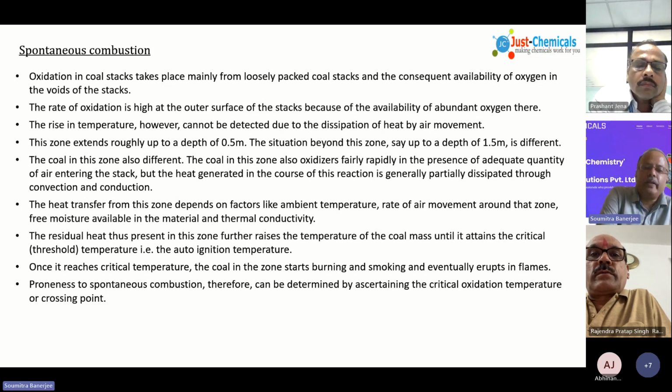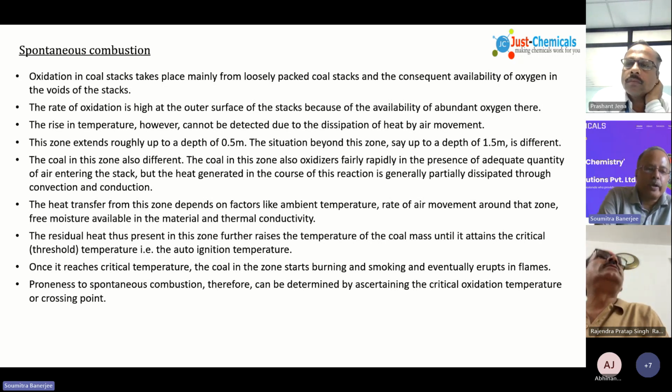The residual heat thus present in the zone further raises the temperature of the coal mass until it attains the critical temperature, that is, the auto ignition temperature. Once it reaches the critical temperature, the coal in the zone starts burning and smoking and eventually erupts into flame, which we see in many places. Proneness to spontaneous combustion can therefore be determined by ascertaining the critical oxidation temperature, or crossing point.